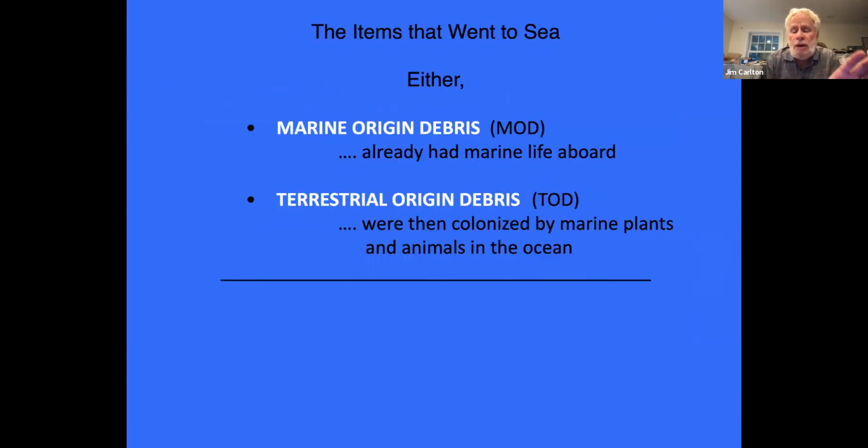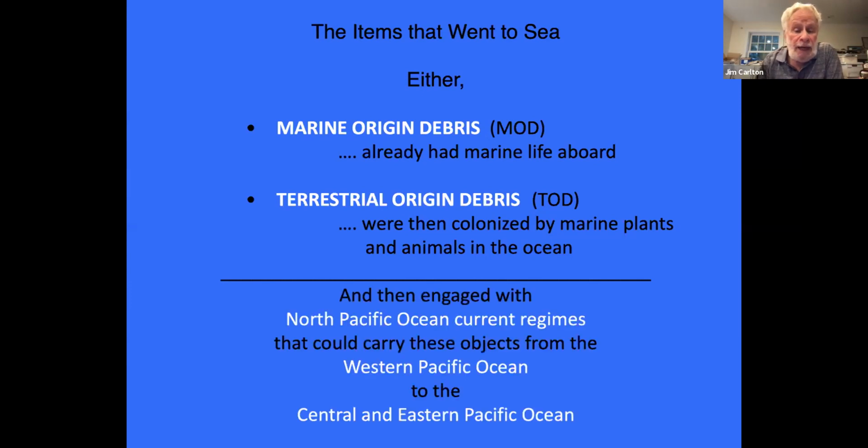So considering those two categories, stuff that was in the water already or on land, the material in the water, the marine origin debris, already had marine life on it in large part, and what was sent into the water was then colonized by marine animals and plants if it remained resident in nearshore coastal waters for enough time. And then off to the Pacific Ocean.